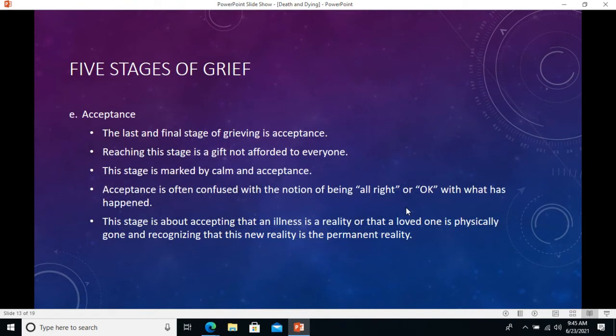And then the final stage of grief is acceptance. Reaching this stage is a gift not afforded to everyone. This stage is marked by calm and acceptance. Acceptance is often confused with the notion of being all right or okay with what has happened. This stage is about accepting that an illness is a reality or that a loved one is physically gone and recognizing that this new reality is the permanent reality.